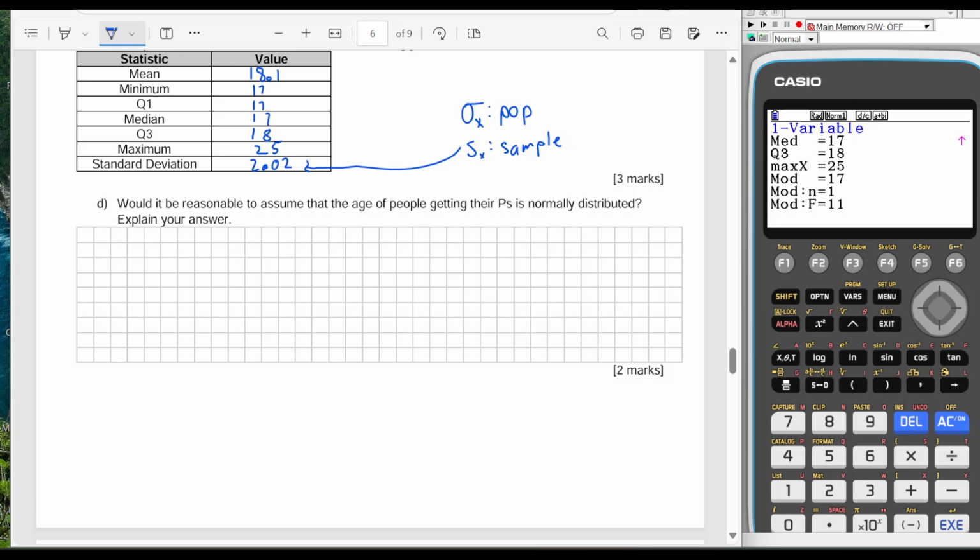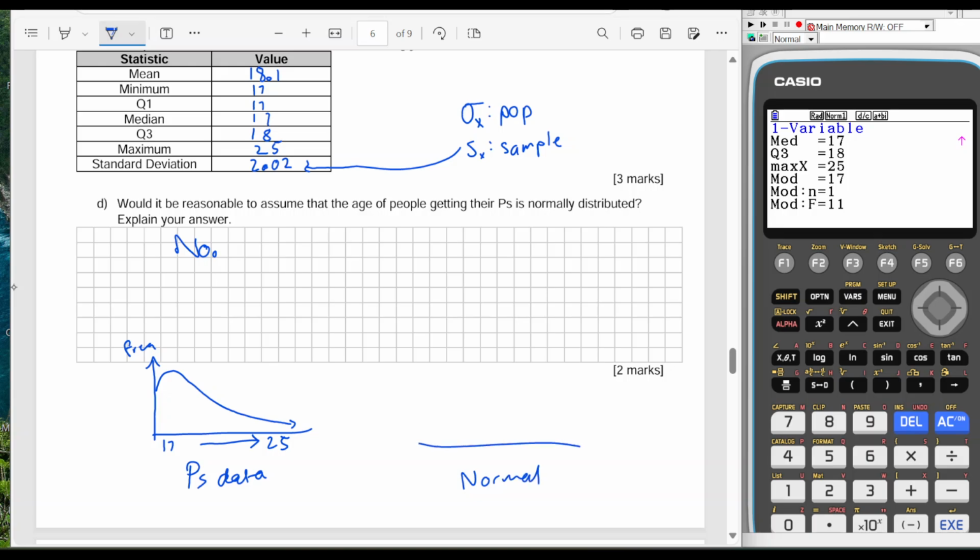Okay, would it be reasonable to assume that it is normally distributed? No. So the P's data, if you look at 17 years old through to 25 years old, sort of looks like this. It's got a huge spike and then not many people getting them later on. A normal distribution should look like a bell curve. So no, it is not bell-shaped. And you could even say that the data is positively skewed.